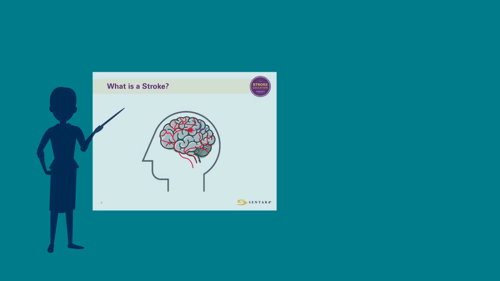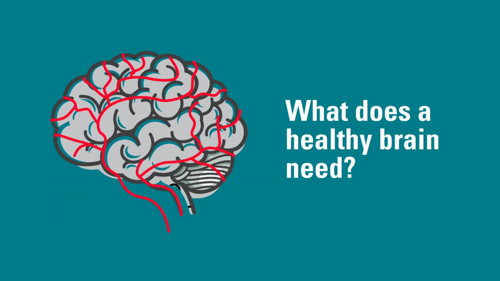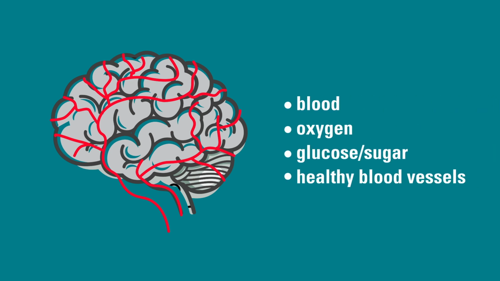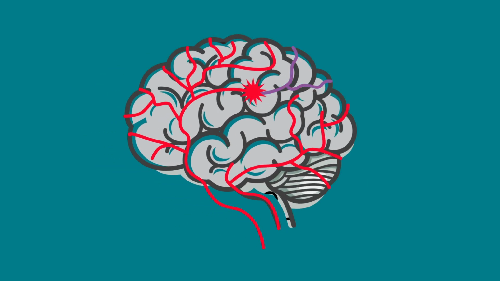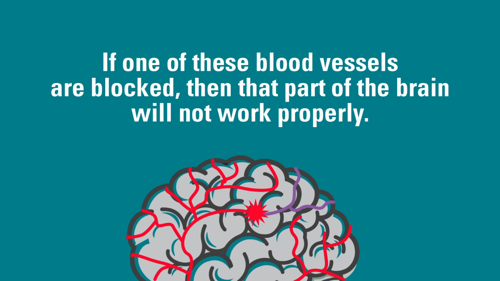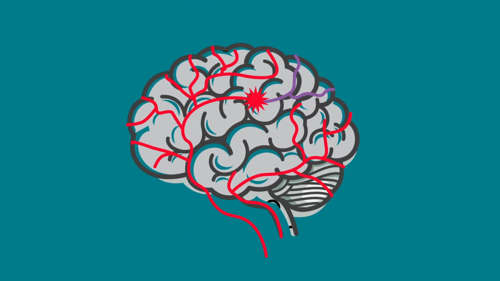Here are some narratives you may want to use. What do we need to keep our brain healthy? Blood, oxygen, glucose or sugar. Blood vessels are important. They must be healthy to bring blood to the brain. If one of these blood vessels is blocked, then that part of the brain will not work properly. This is what happens when you have a stroke, usually caused by a blood clot or bleeding in the brain.